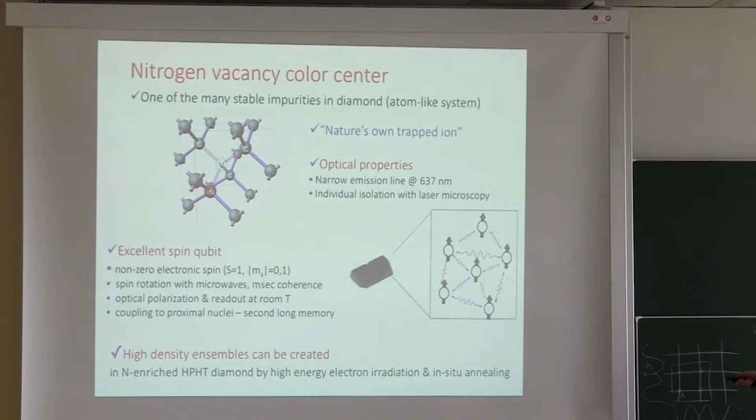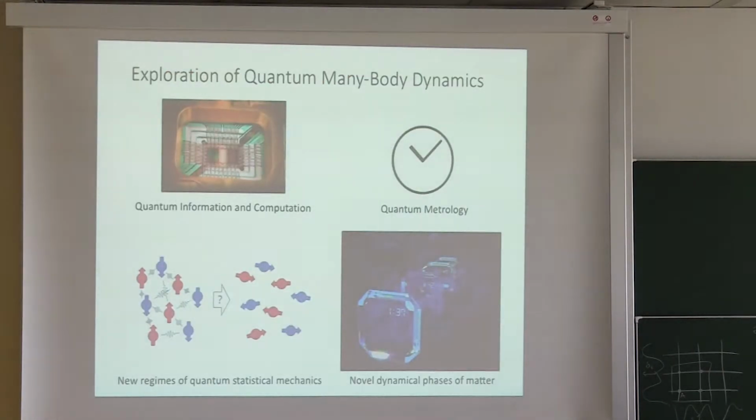So this is now an interacting many-body system, and what are we using it for? Generally, people are interested in studying quantum many-body dynamics in different areas. It plays an important role in the simulation of complex quantum systems. It allows for enhanced sensing in quantum metrology. It gives rise to new regimes of quantum statistical mechanics, and finally can also lead to novel dynamical phases of matter. In my talk, I will touch upon the bottom two aspects.